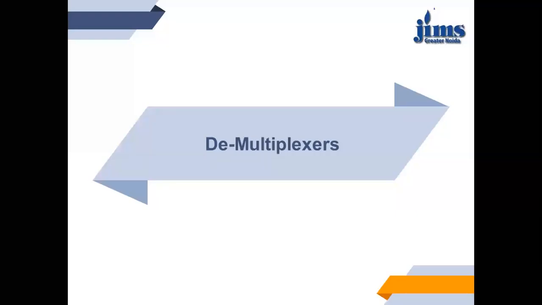So in the last lecture, we discussed multiplexers. Now in today's class, we are going to discuss demultiplexers. As is clear from the name, a demultiplexer is the reverse process of multiplexing.